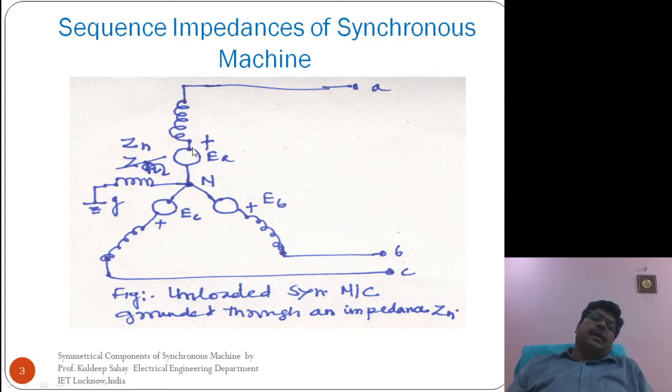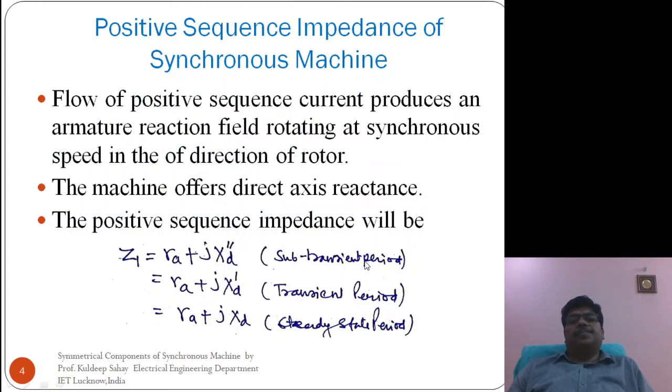As we have assumed, the induced voltages EA, EB and EC and these windings are symmetrical, so the reactances or impedances of these windings will be equal. So the terminal voltage at this point will be equal.